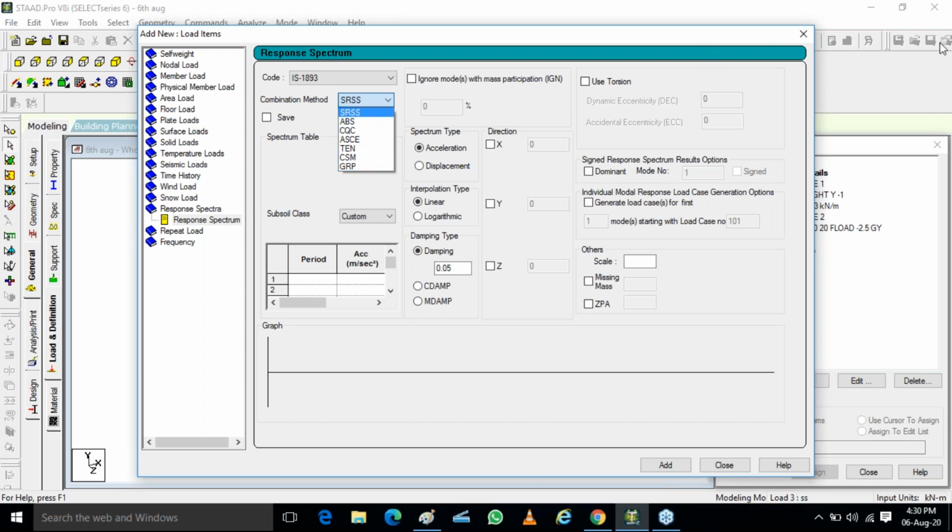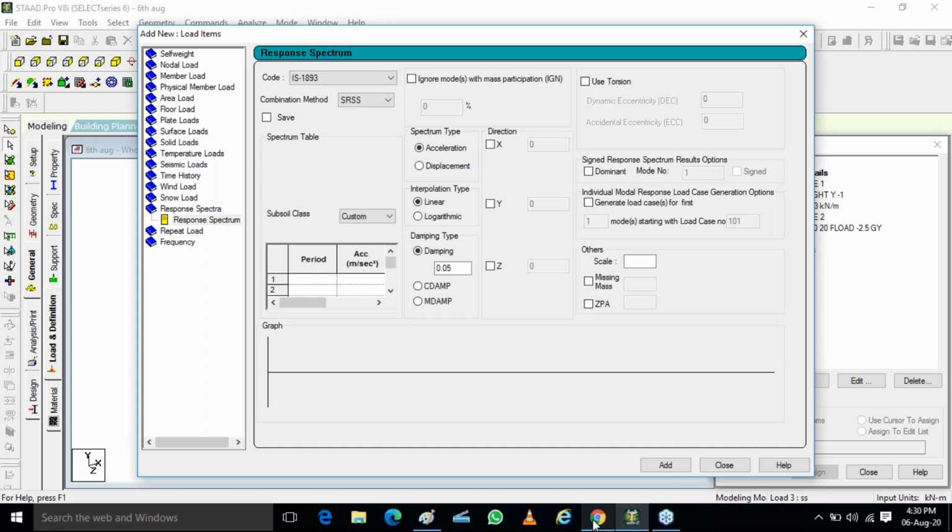I think Ankita, which combination method do we use? Tell me. Ankita, you can unmute yourself. Which combination method are we using for seismic load analysis in India? I think she is unable to speak. Vidyashri, Rajeshwari, Priyadarshan, those who know, just raise hand. But my computer will tell the combination, ABS or CQC, according to my codes. So I can select any one. So let's keep it SRS.